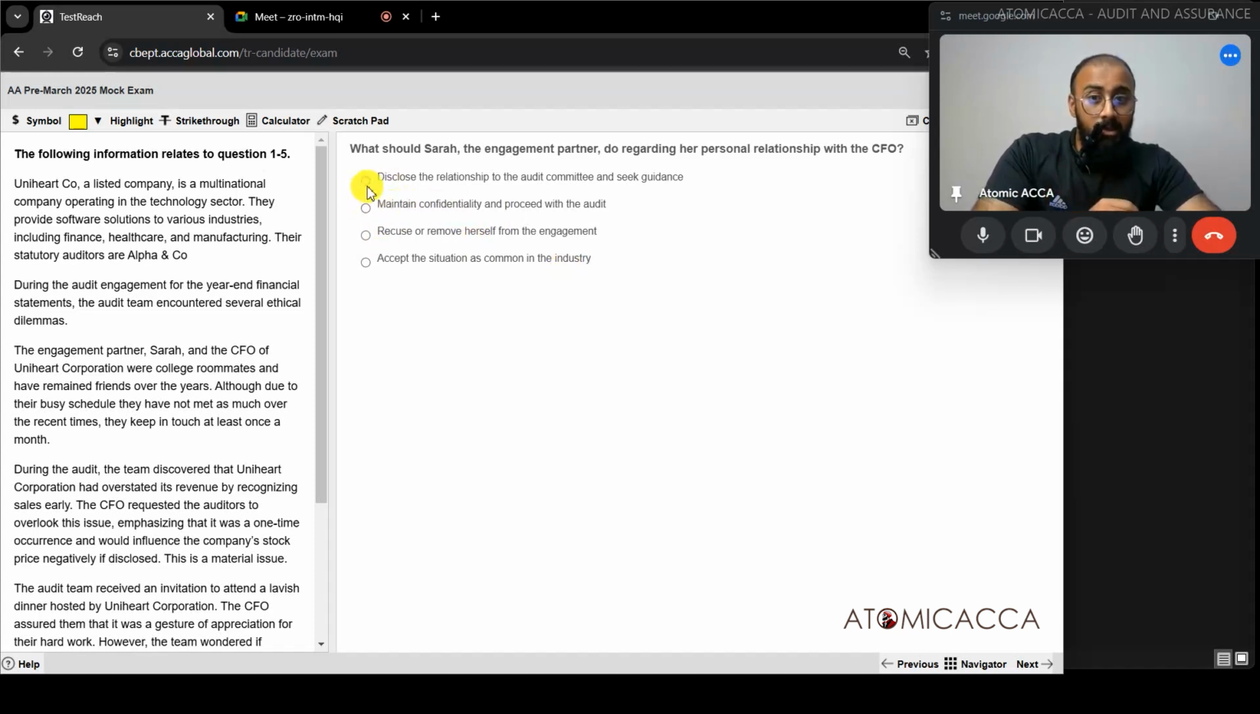So, it's either one or three. Now, let's see if two options are possible. No, only one option is possible. So now we have to choose; one or three is going to completely solve the problem of familiarity between friends. So let's say Sarah is there, CFO is there. Now, if they disclose the relationship to audit committee, does that mean that they both are not going to meet each other? No. They both are still part of this engagement.